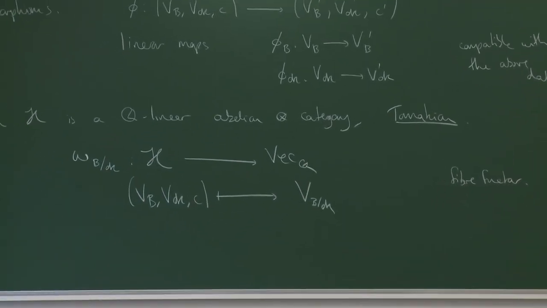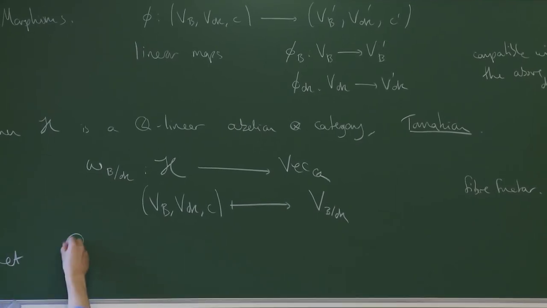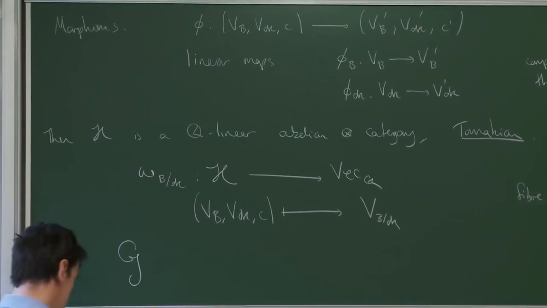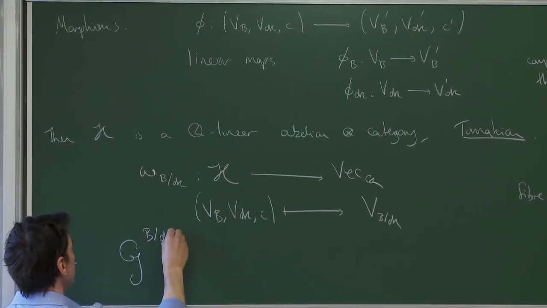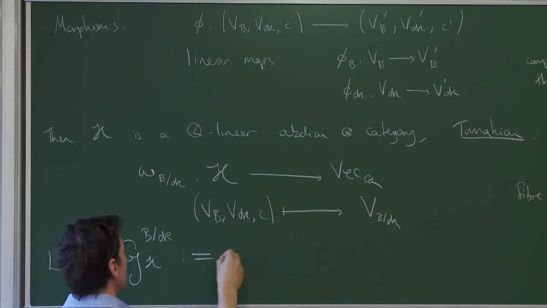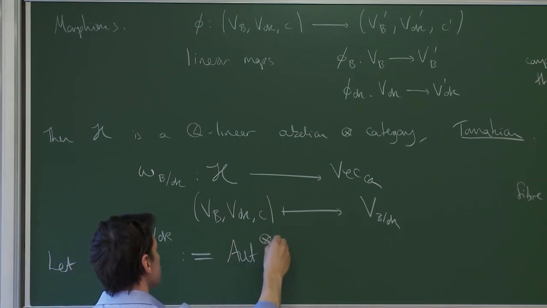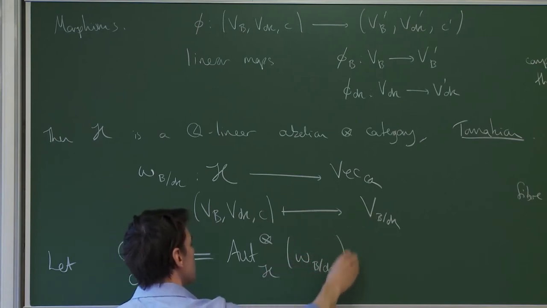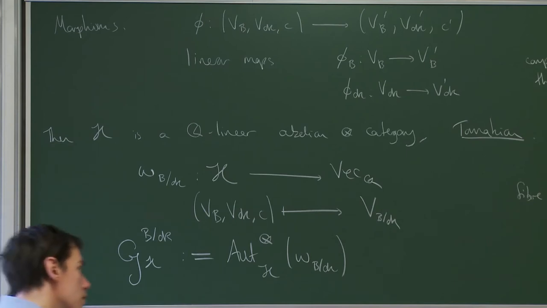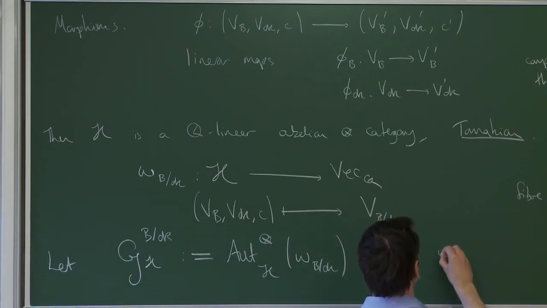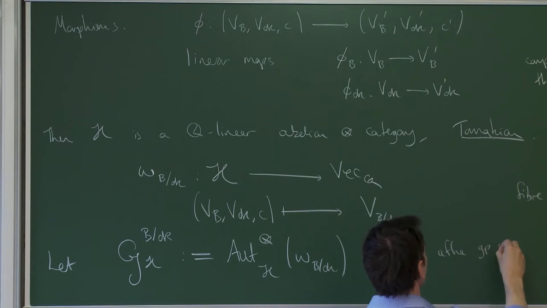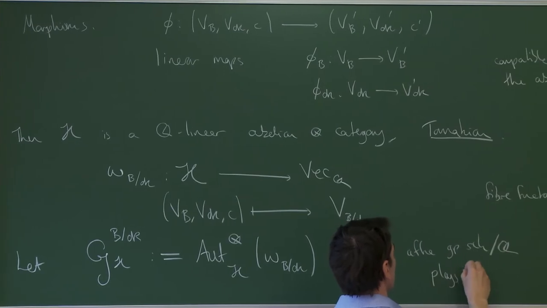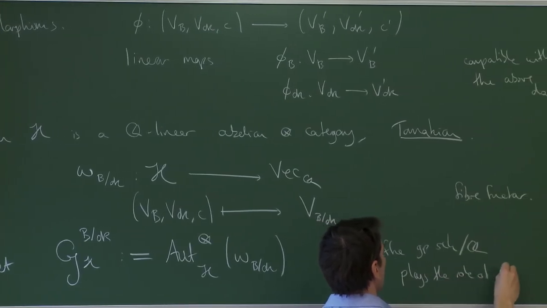And so from this we get a group, of course. So we let G, so this is what's going to play the role of a motivic Galois group, so it's going to get a curly G_B or DR, there'll be two such groups, defined to be the automorphisms of the corresponding fiber functor in this category. So this is an affine group scheme over Q. And it plays the role of the motivic Galois group.